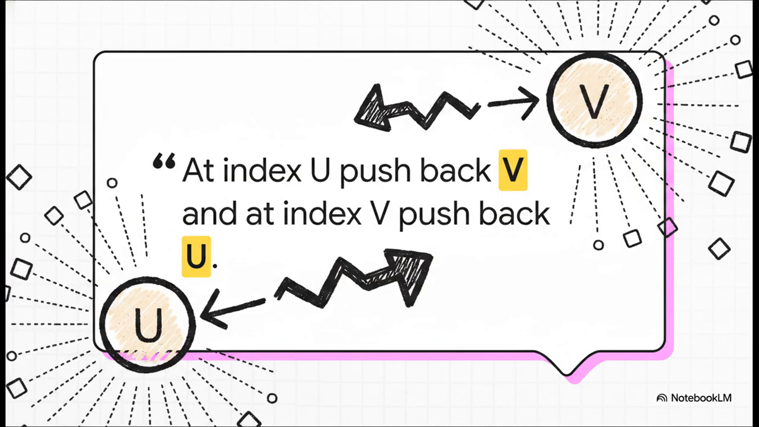Let's zoom in on step 2, populating the graph. Honestly, the entire logic of the add_edge function boils down to this one simple rule. If we have an undirected edge connecting vertex u and vertex v, we just append v to u's list of neighbors. And then we do the exact reverse. We append u to v's list. It's just a simple two-way handshake in the code. Of course, if the graph was directed, we would just do the first step and call it a day.